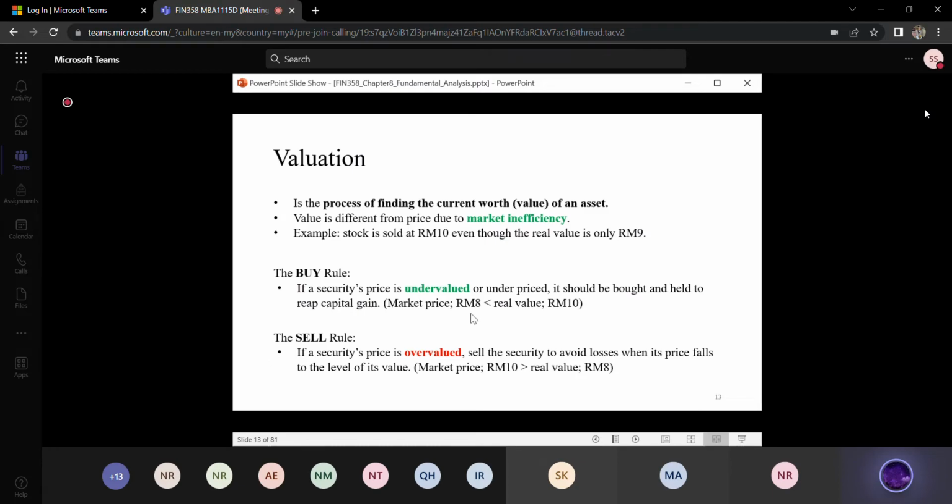Which is cheap, meaning undervalued. So our decision is to buy. The sales rule is: if a security price is overvalued, sell the security to avoid losses when its price falls to the level of its value. So the market price is greater.